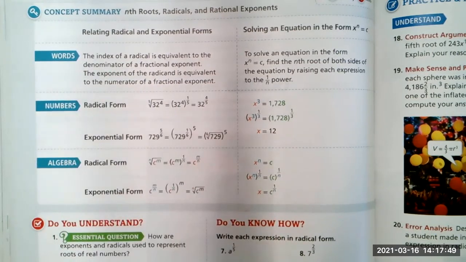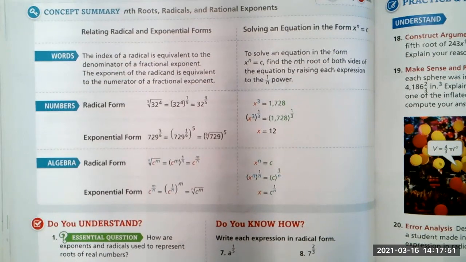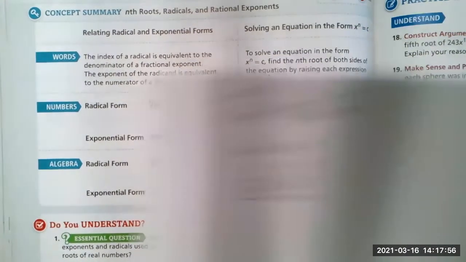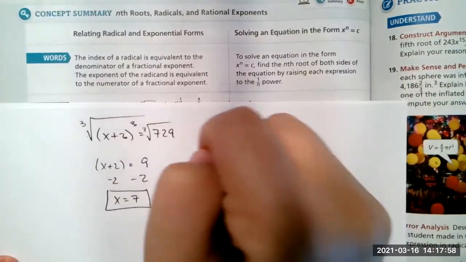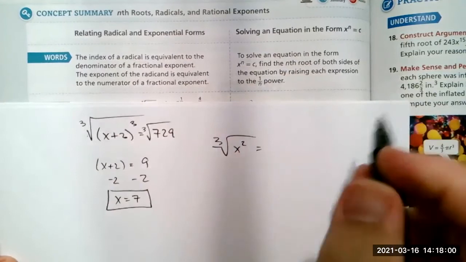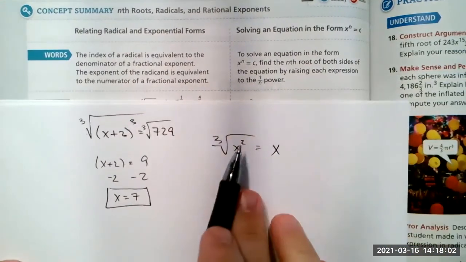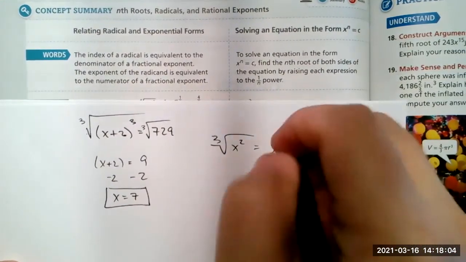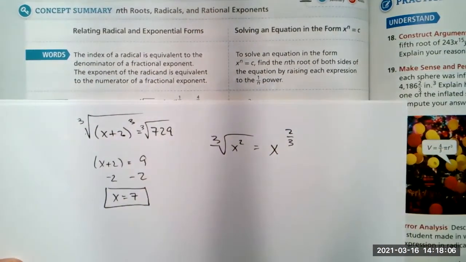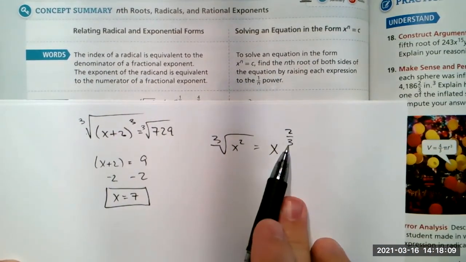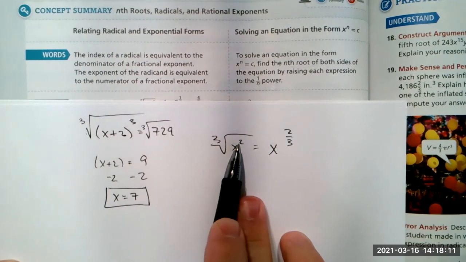So for example, the cube root of x squared, I'm going to go ahead and write this down. The cube root of x squared is the same thing as x to the exponent over index. Exponent over index. So the index is the denominator. The exponent is the numerator.